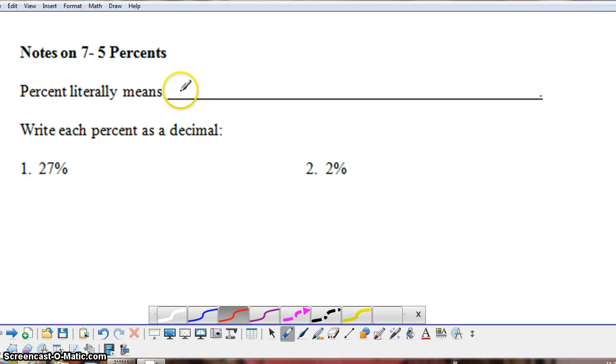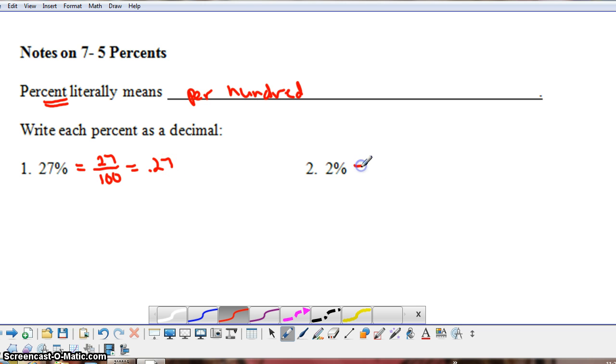So what does percent mean? Well, percent literally means per 100. Think about the number of years in a century, or the number of cents in a dollar, or the number of centimeters in a meter. Cent means per 100. So we can change from a percent to a decimal by thinking of this 27% as really 27 over 100, and we could write that as 27 hundredths.